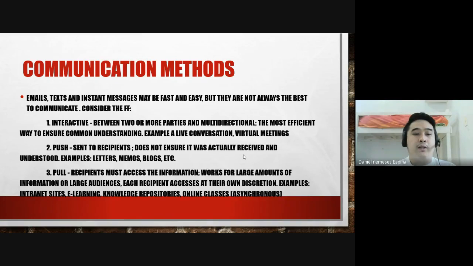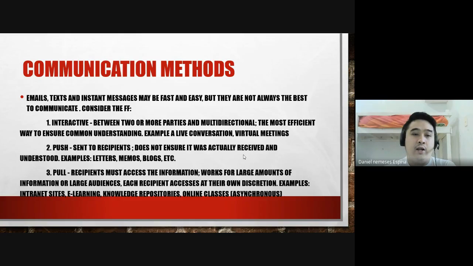Pull communication, so baliktad. Okay? So the recipients must access the information. So the receiver will access the information. So works for large amounts of information or large audiences. So each recipient accesses at their own discretion. So examples, the internet sites, so mga websites, even mga Facebook pages, okay? So especially for example, you want to know the update for the COVID-19 in your area, tapos na Facebook page in your place, then to know the information, you have to go to the page and access the information.